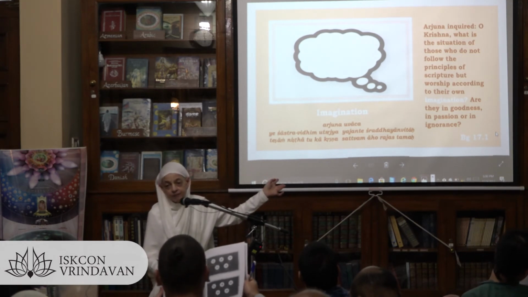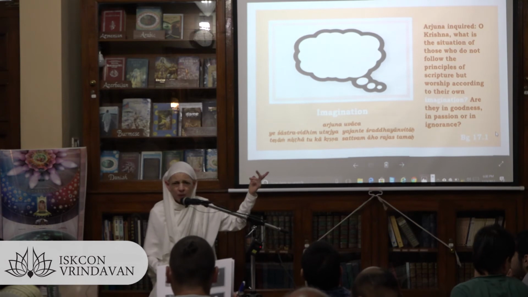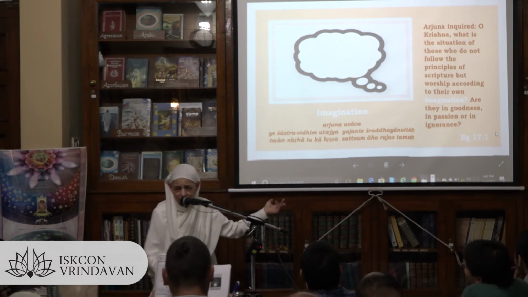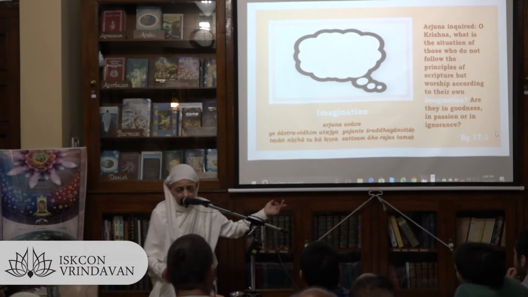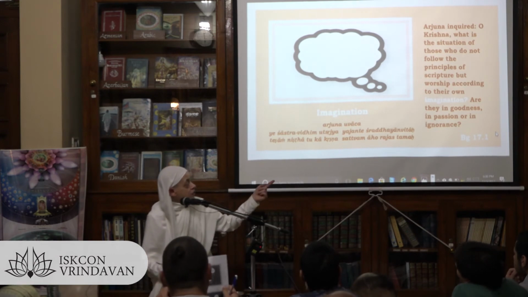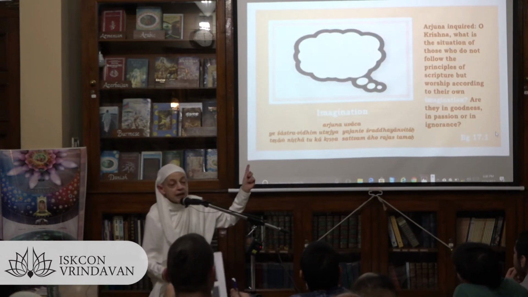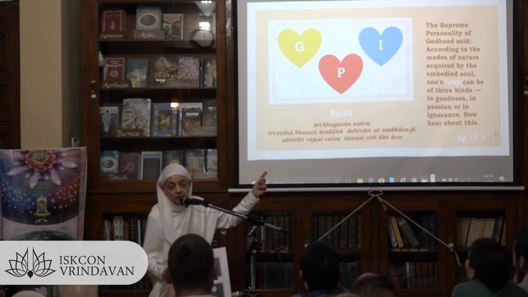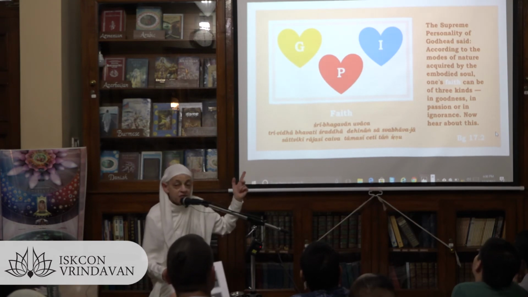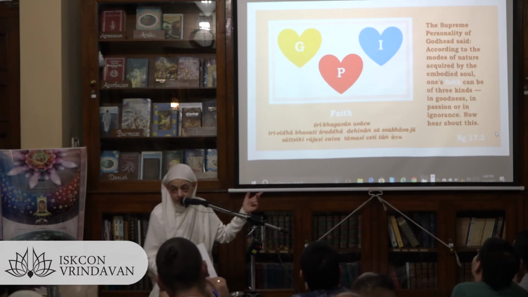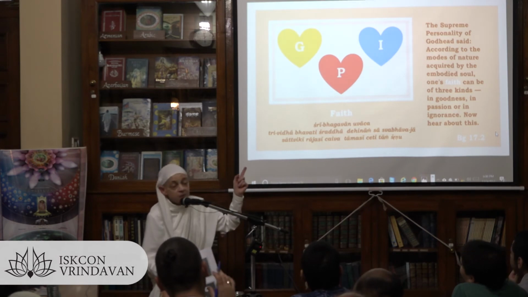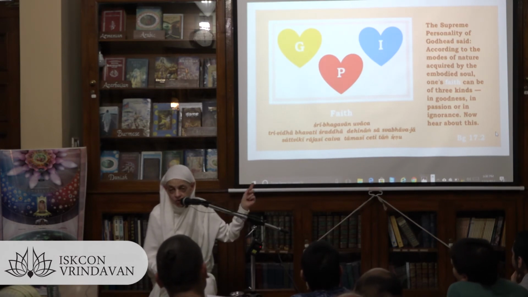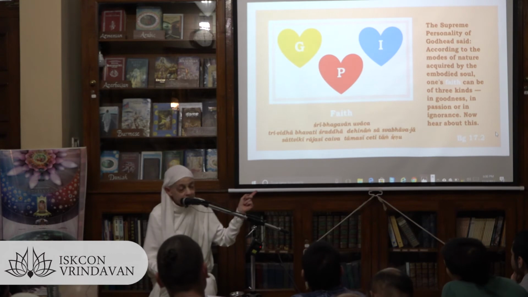First word is what? Arjuna wants to know, what about the people who just imagine? It doesn't work. You can't imagine your type of faith. So Krishna is going to answer. In number 2, what's the key word? Faith. Faith is according to the modes: goodness, passion, ignorance. GPI, remember? That's our code, GPI. What's our position?